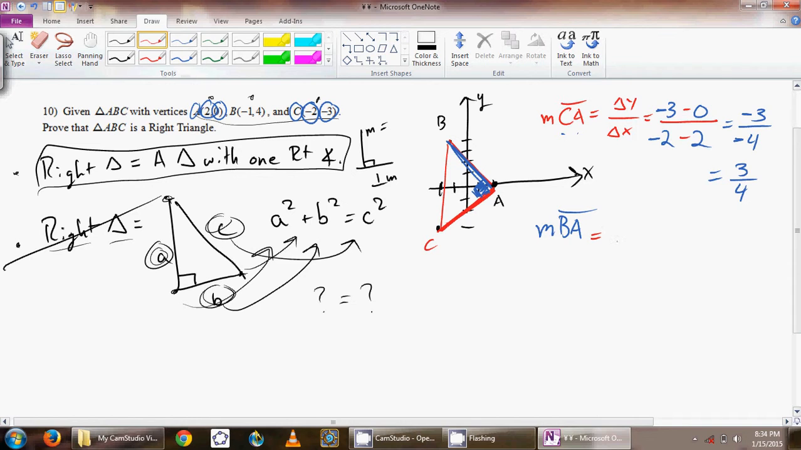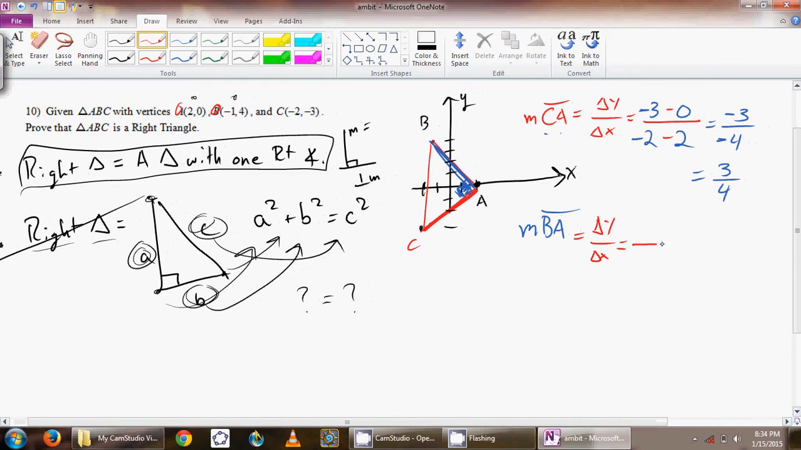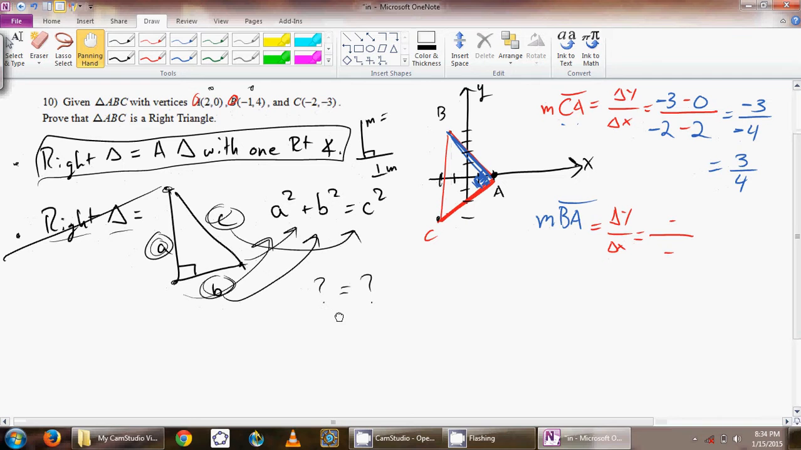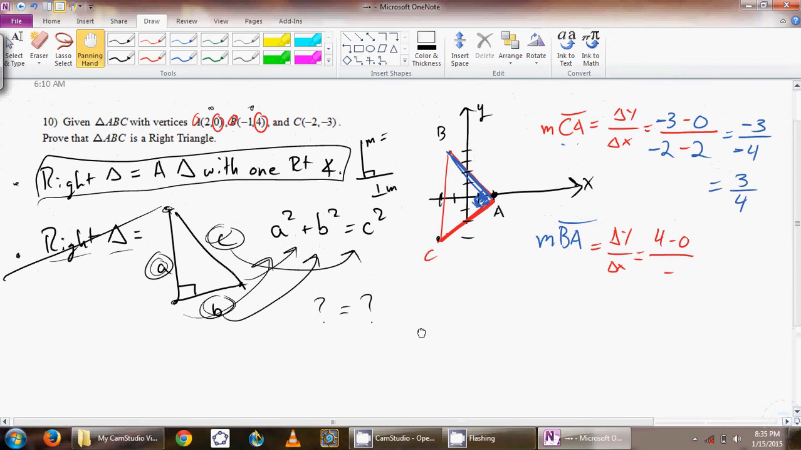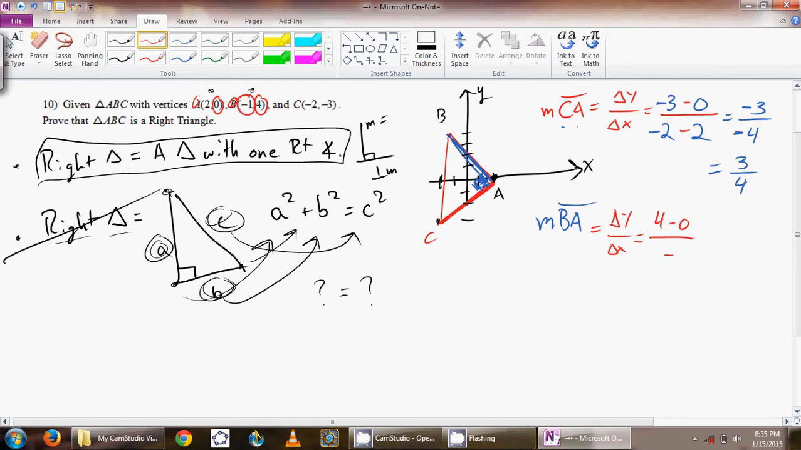Now let's look at the slope of BA. Slope of BA is going to be that same change in y over change in x. B and A. So I'm going to do a fraction. My y is 4, the other y is 0, so 4 minus 0. The other x is 2. Minus 1 and 2, that's 4 over minus 3.